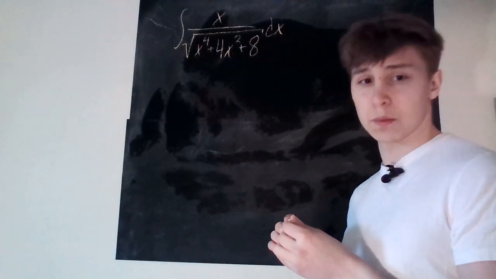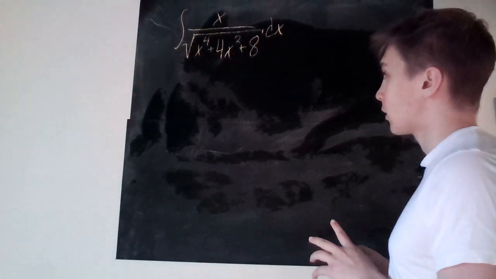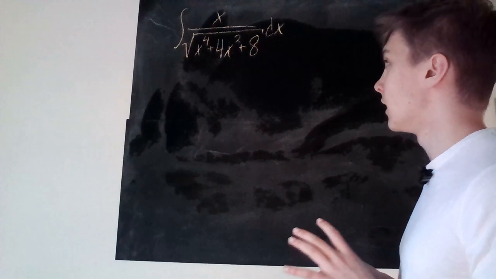Okay, what the fuck do we do? So we have x over the square root of x to the power 4 plus 4x squared plus 8.